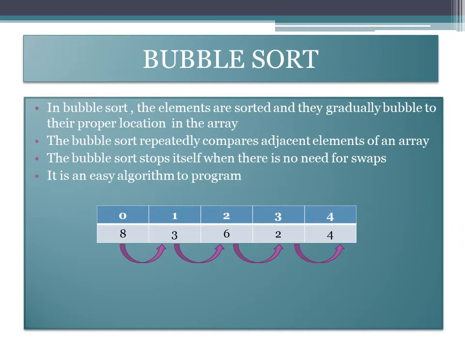elements of an array, and it will keep on comparing till they are placed in order. So the bubble sort stops itself when there is no need for swaps. This is the easiest algorithm to program.